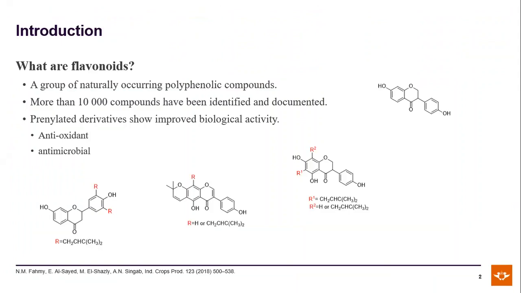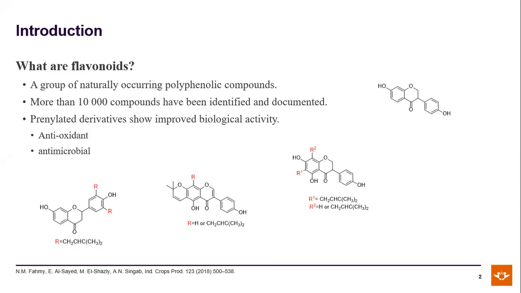Flavonoids are a group of naturally occurring polyphenolic compounds. Derivatized flavonoids have been reported to show improved biological activities, and as of recently, more than 10,000 of these compounds have been identified and documented. These compounds are commonly found in plants and are obtained via extraction.